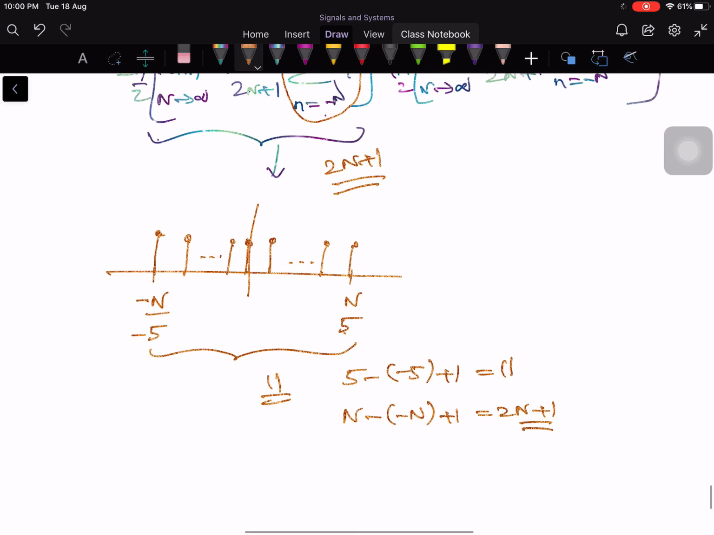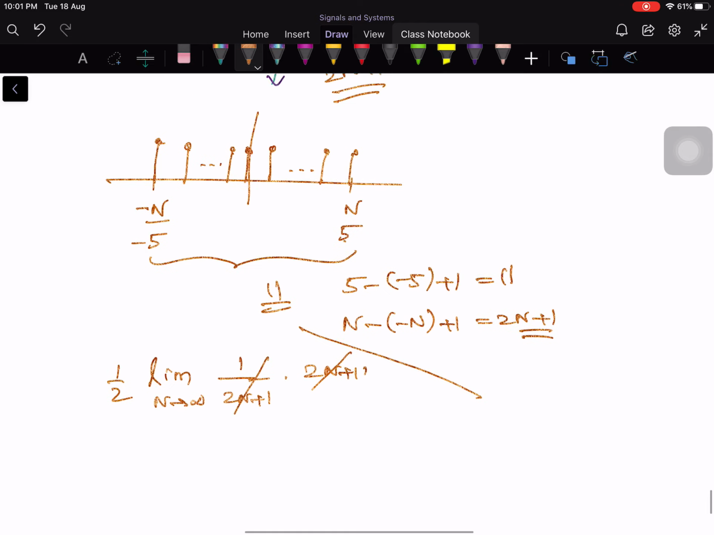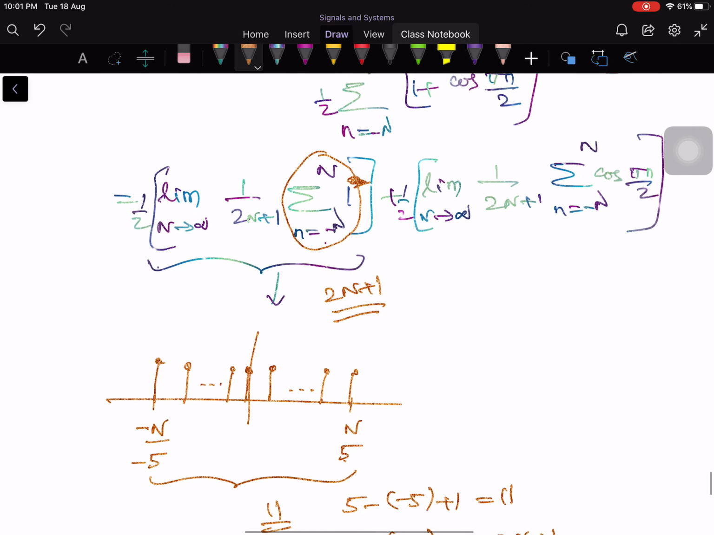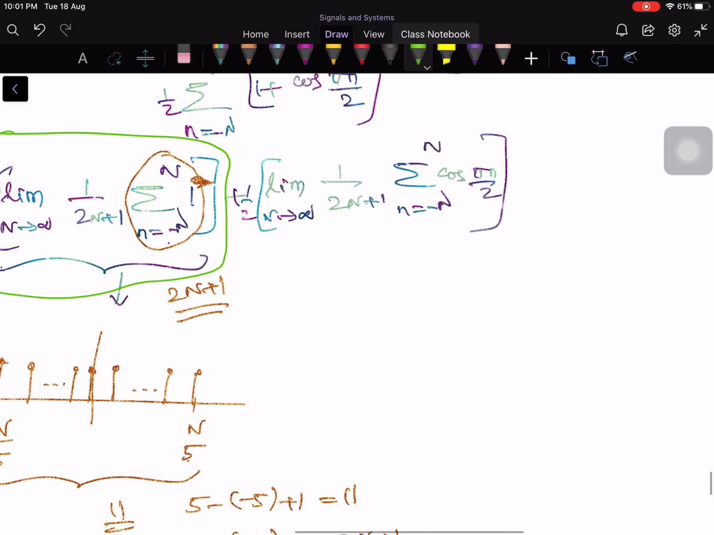So that is going to be 1/2 limit capital N goes to infinity 1 over 2N plus 1 times 2N plus 1. So this and that will get cancelled. So 1 by 2 limit N goes to infinity 1. So this again equals 1/2. This is the first half. Therefore this part gives the answer of 1/2. Now let us concentrate on the second part, second half.